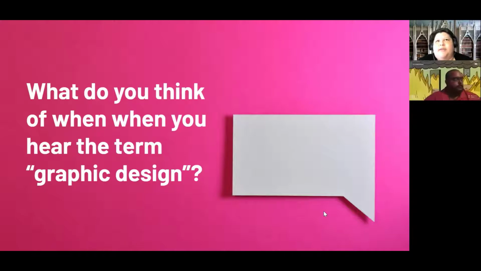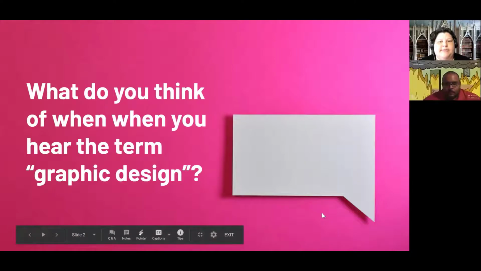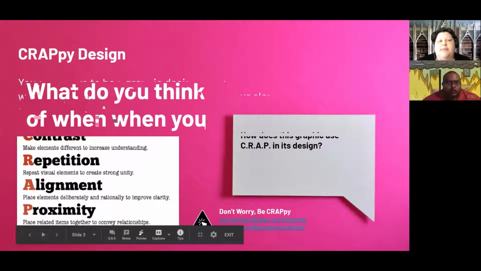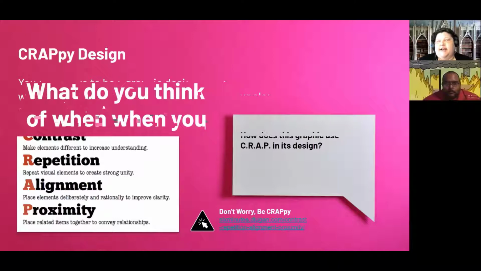For a long time, I thought it was just the software. When people would come up with stuff, I'd be like, oh man, it's because they have access to Illustrator and all of that stuff. But I've seen people use the same tools I use and the design isn't that great. And I was like, whoa, it's these principles of design that are really important when it comes to designing things visually, especially for your classes. So I want to talk about crappy design, okay? Like I said, you don't have to be a graphic designer to create well-designed materials. You just have to remember the four elements of design, or CRAP.